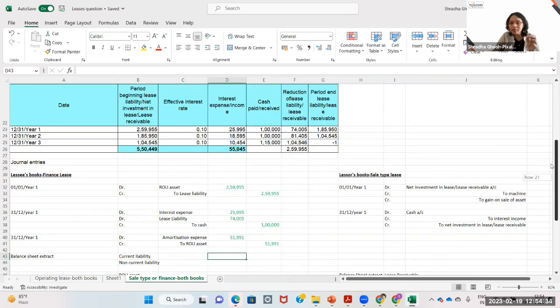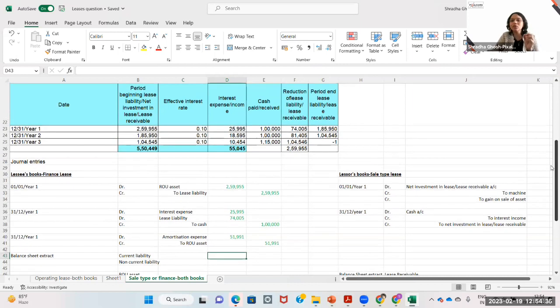Another question. Let's see who answers this. What is the current liability, if any, that the lessee is going to report in his books at the end of the first year? Do you think there is any current liability that the lessee will report at the end of the first year? If yes, how much? Anybody? Very good. And what is the non-current liability? Very, very good.